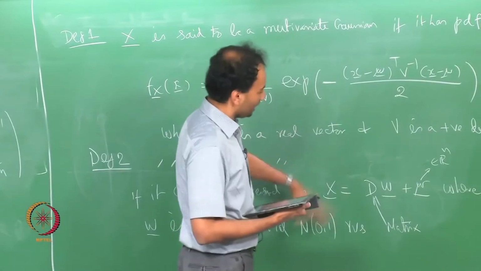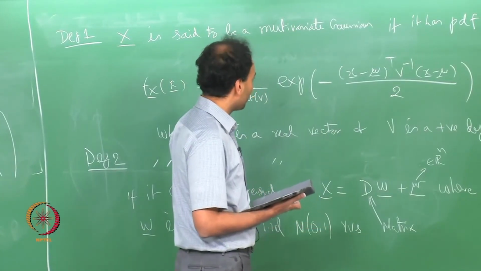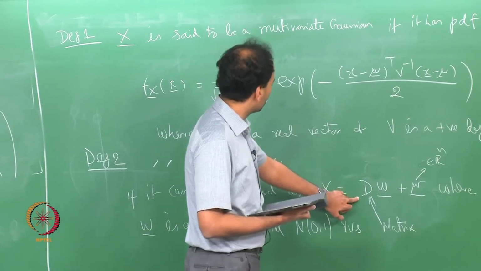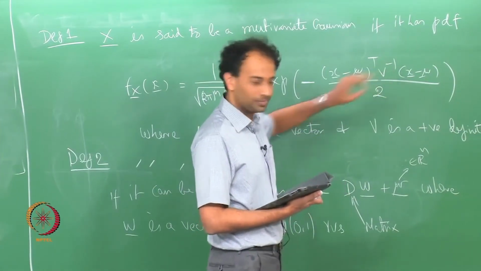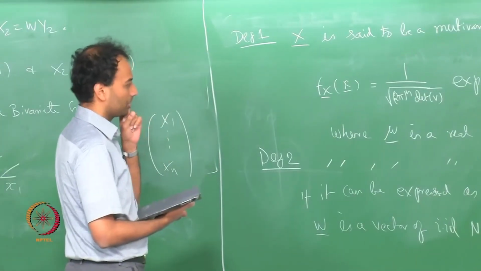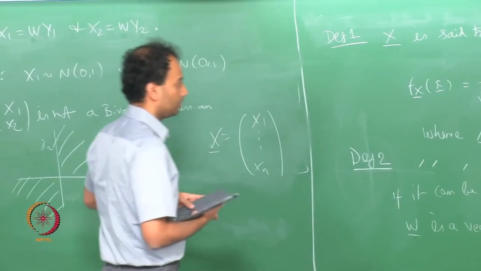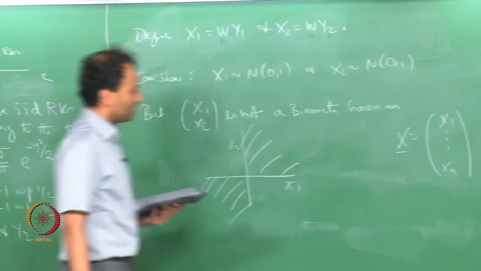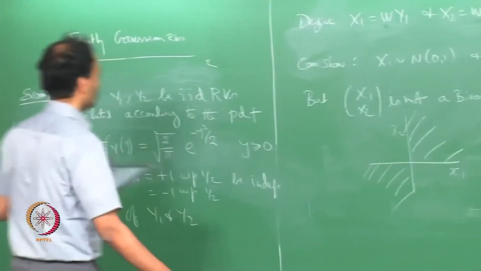You can show the equivalence of these 2 definitions, and in fact you can show that D D transpose will be the covariance matrix V. Mu will be the mean vector. And definition 3 is probably the most cryptic, but probably the most elegant also.